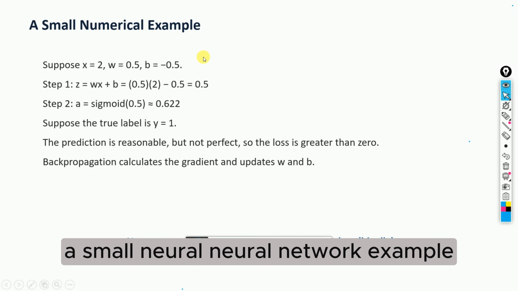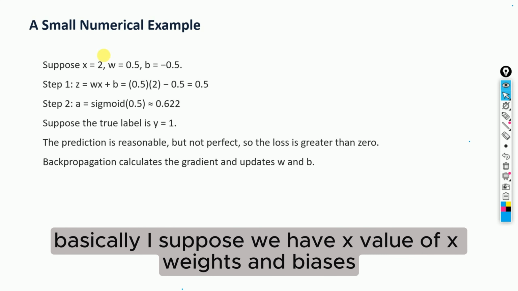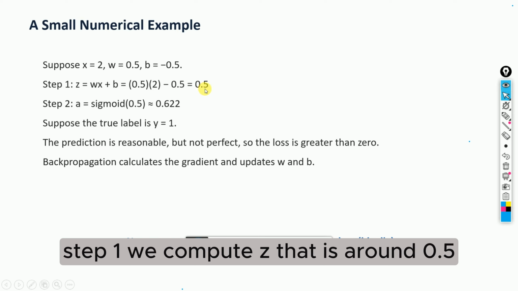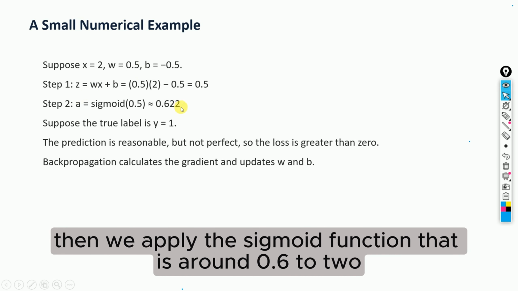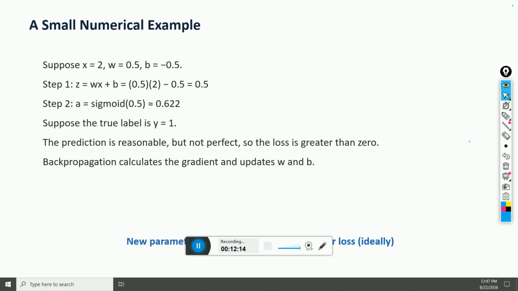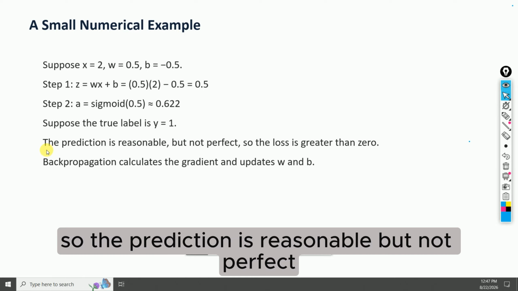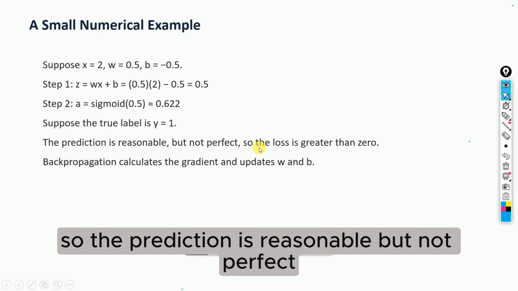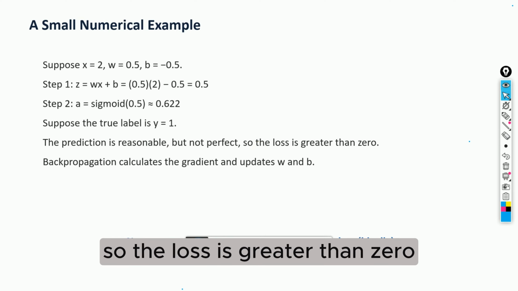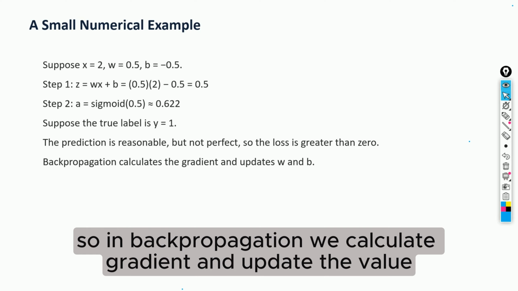A small neural network example: suppose we have a value of x, weights and biases. In step 1, we compute z, which is around 0.5. Then we apply the sigmoid function, which gives around 0.622. Suppose the true label y is 1, so the prediction is reasonable but not perfect, so the loss is greater than 0. So in backpropagation we calculate the gradient and update the values.